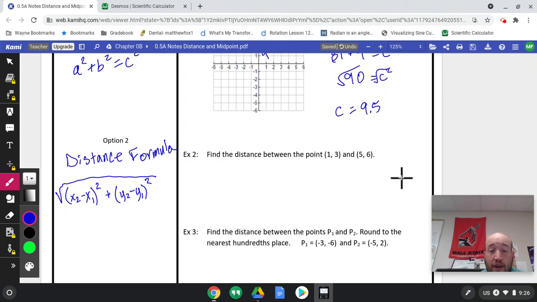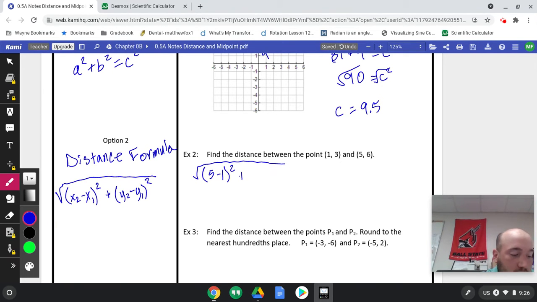So first thing to remember, x comes first, then y. So 1, 3, and 5, 6. We'll set this up. Take the square root of, so I'll do 5 minus 1. We square that, plus, then it's going to be 6 minus 3 squared. So 5 minus 1 is 4. 4 squared is 16. So square root of 16 plus 6 minus 3 is 3. 3 squared is 9. We square root that. It's square root of 25.